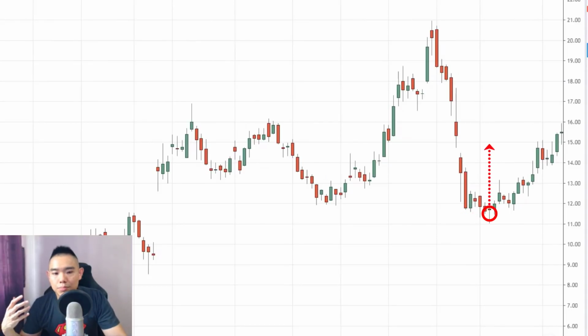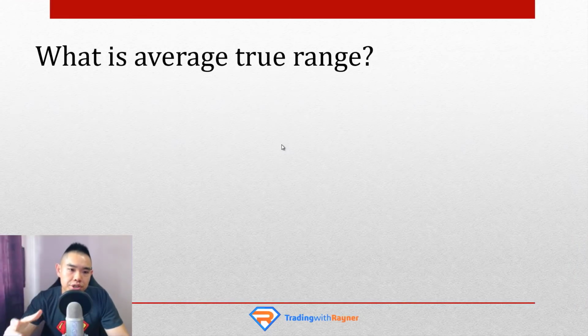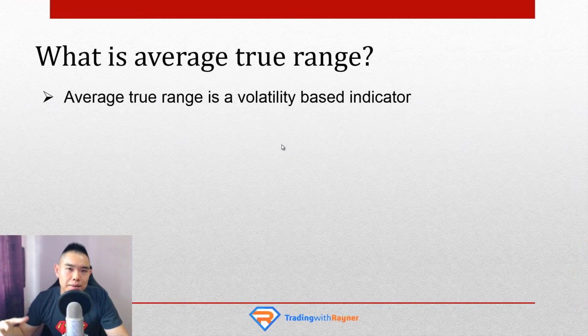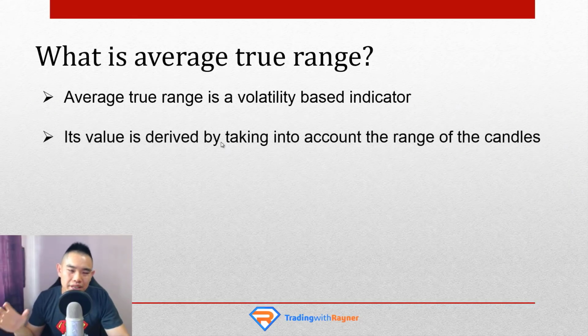So how can you prevent this? How can you avoid this? And it's not difficult really. The average true range indicator can help you with it. And here's how. Let me share with you. So before we get started, average true range is in essence a volatility-based indicator. Its value is derived by taking into account the range of the historical candles. So instead of looking at the prices like the moving average, what it does is look at the range of the past candles, whether the range is tight, whether it is big, small. So that's what it does.